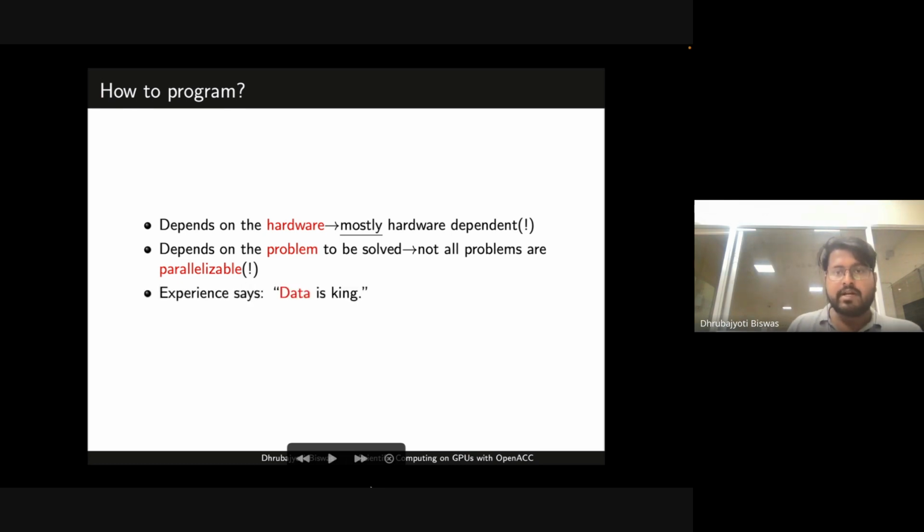And what we have learned from experience is that data management is king. The most important part of any parallel programming framework or program, whatever you want to do, is that you have to be very careful about how you are managing data. Why is this? Because we are going to have multiple CPUs or multiple cores solving a problem, working on different types of data. Especially in cases which have separate memory, which I will come to a bit later, data management becomes very important.